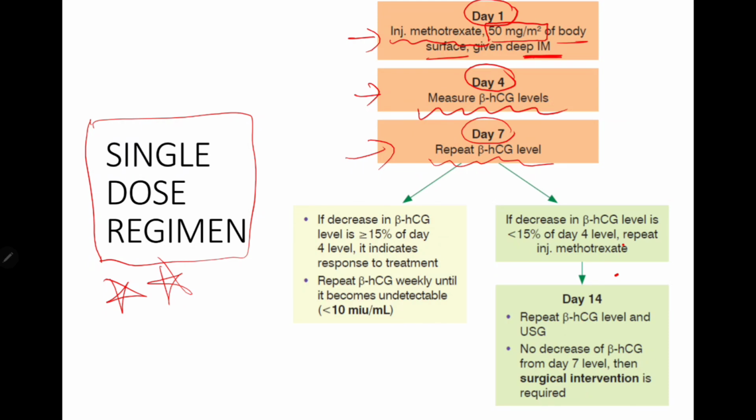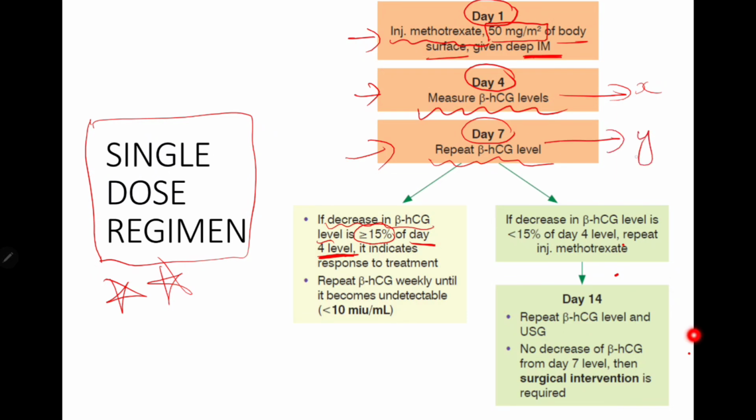Okay, after giving injection methotrexate IM on day 1, now after day 7 I am repeating the beta HCG level, and I am going to see whether there is a decrease in the beta HCG level. How much? If the decrease in beta HCG level is more than or equal to 15% of day 4, see, day 4 I will have some X value. Day 7 I will be having some Y value of beta HCG.